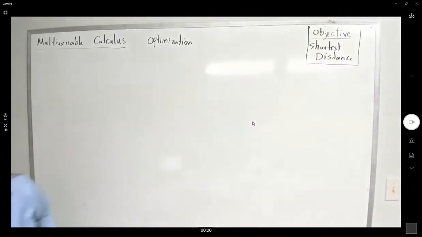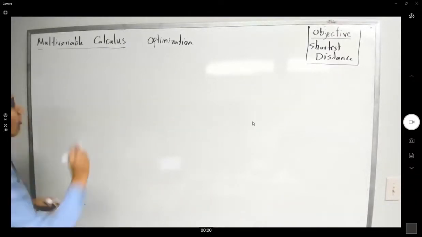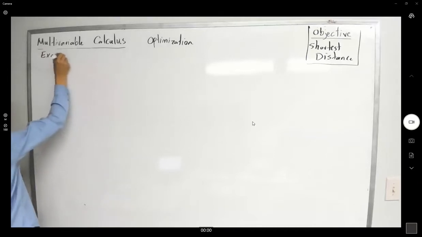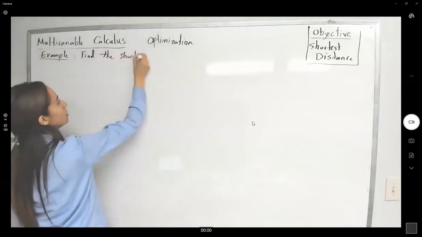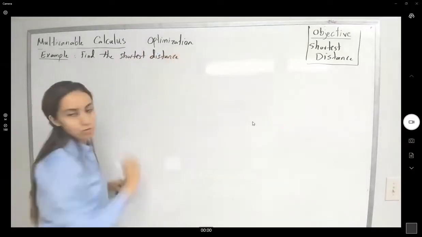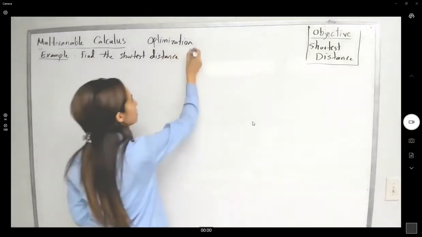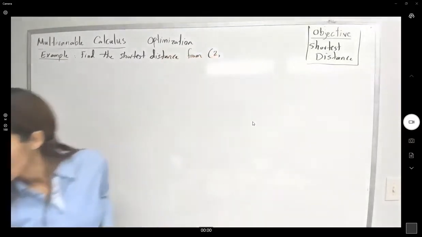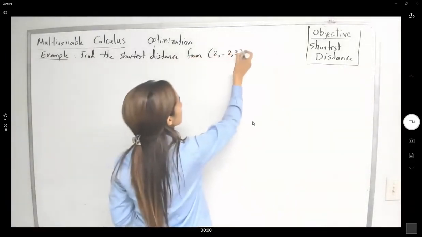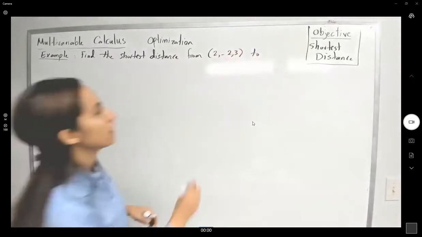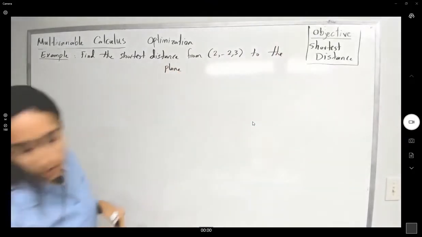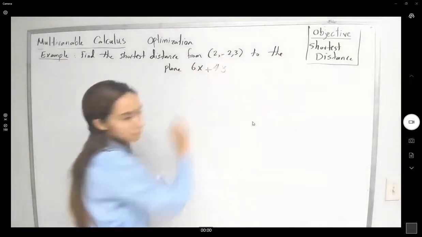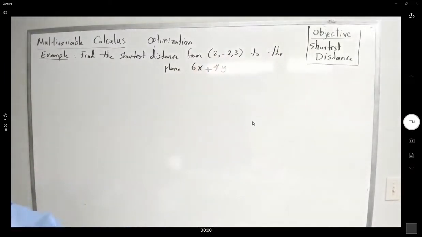Very well. So let's go over the last example. Find the shortest distance from the point (2, -2, 3) to the plane 6x plus 4y minus 3z equals 2.